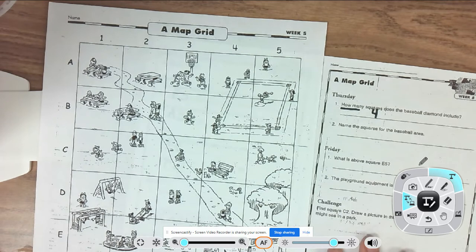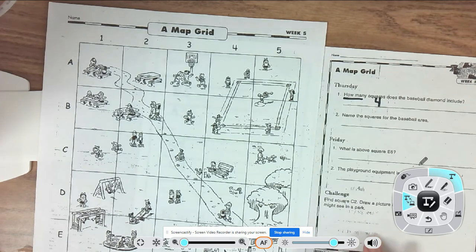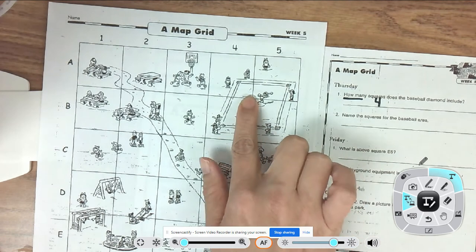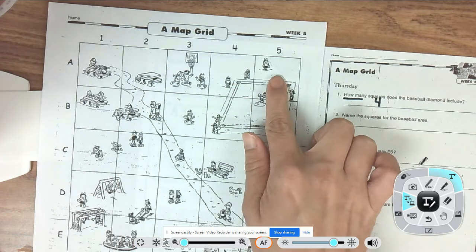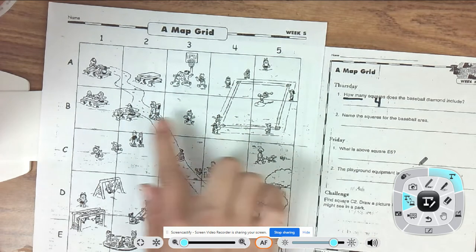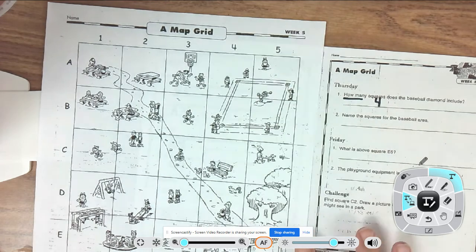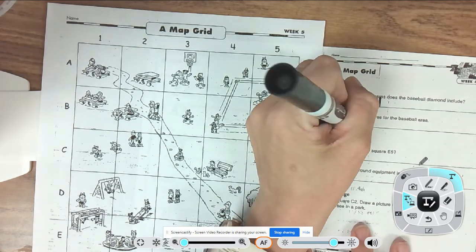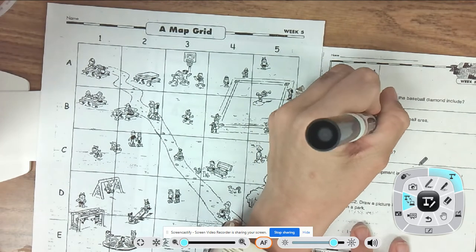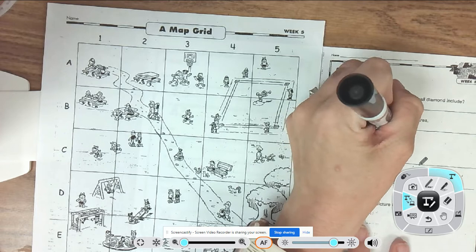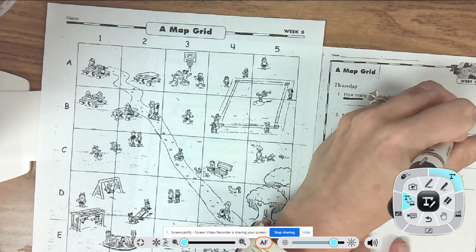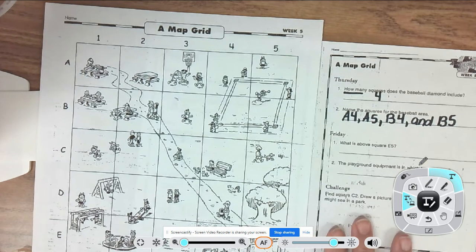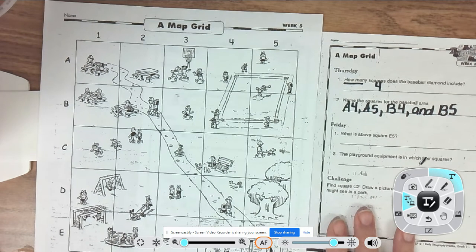Number 2, name the squares for the baseball area. Well, here's the baseball area. Remember, do your letters first. A4, A5, B4, B5. So we're going to write those down. A4, A5, B4, and B5.